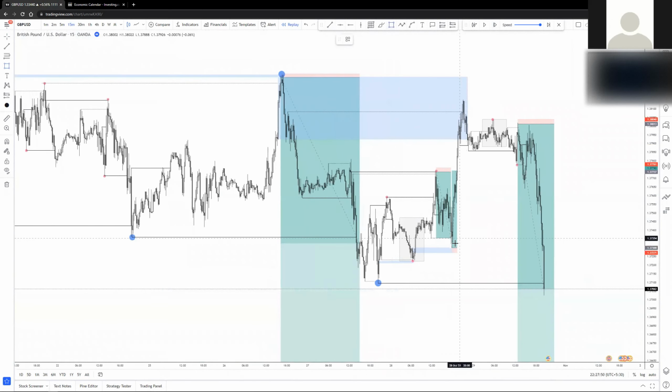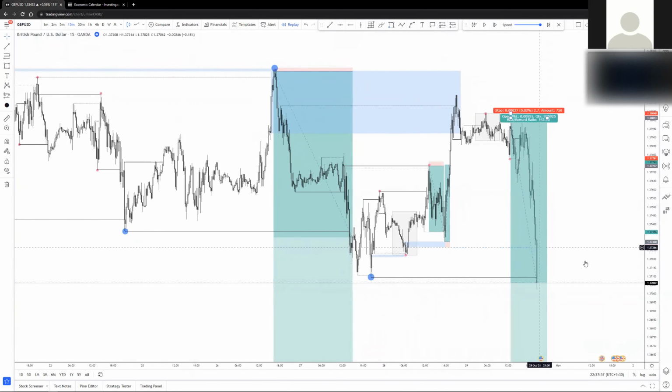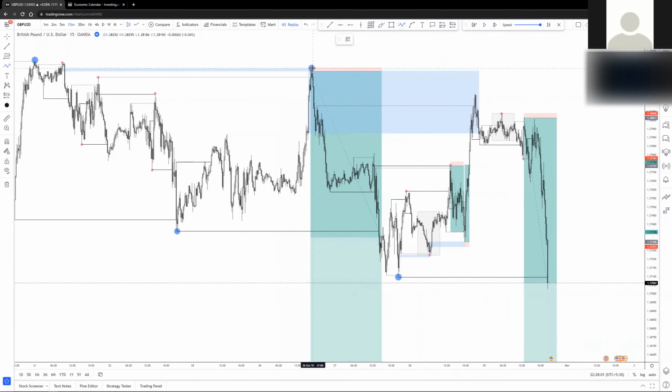Honestly, I think somewhere around here, right below this, I was expecting a buy. A little bit of a ping pong buy, right? Just a little buy, at least until this level.